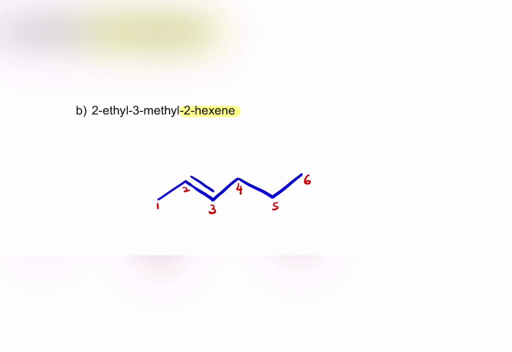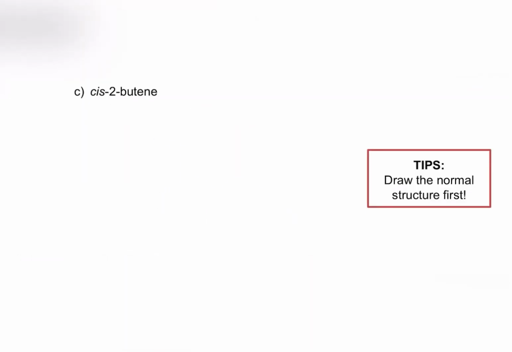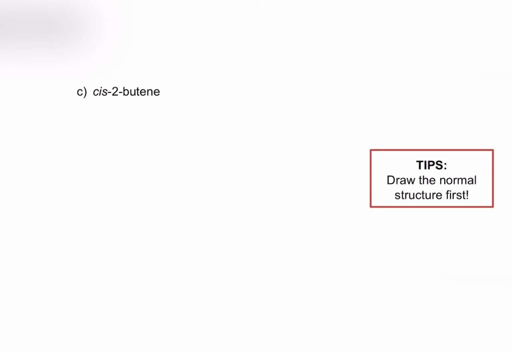Okay, now my substituents to the left, I got methyl at position carbon number 3. So methyl means 1 carbon. So like that. And the next one, I got 2 ethyl. So at position carbon number 2, you got ethyl. So I'm going to draw ethyl. So this is the structure for B. Now let's continue with C.